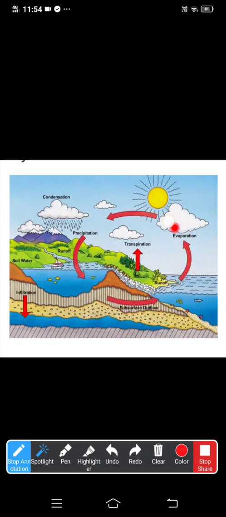So, this whole phenomenon is taking place in a cyclic way. Water is changing its stages and coming back to the same stage. Starting from rain, going through various stages, evaporation is occurring, condensation is taking place, precipitation, that is rainfall, is again occurring. So, this whole process takes place in the form of a cycle. So, this is called the water cycle.